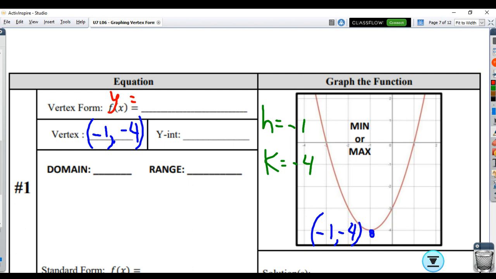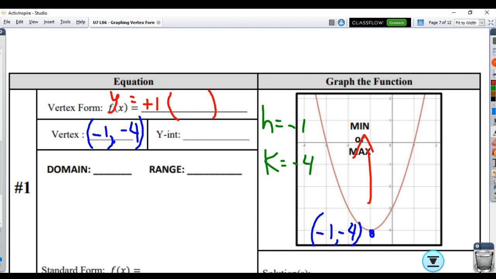So y equals, or f of x equals, the first thing that we're going to have to think about is what is our a value. And it's a little harder to tell what your a value is here as far as the actual number goes, but because it's opening upwards, I know that my a value has to be +1, okay? It might be +2 later on in the game, but right now it's going to be +1. So we know it's opening upwards.